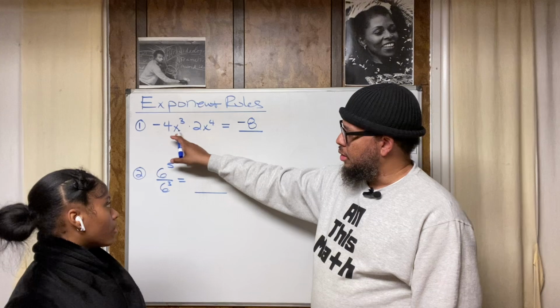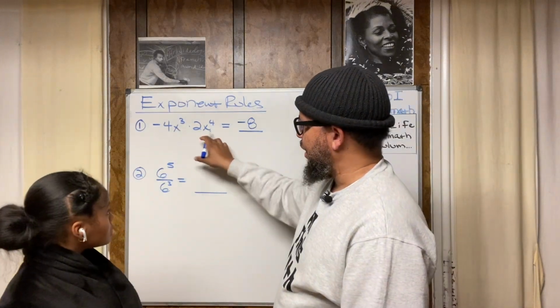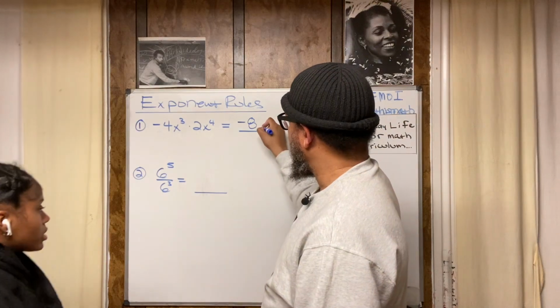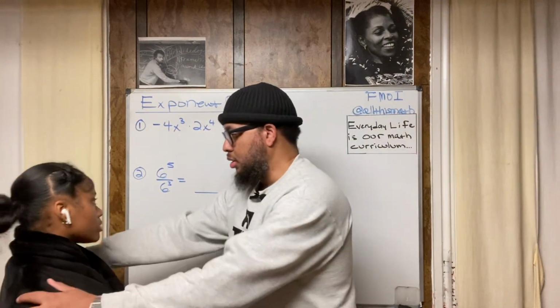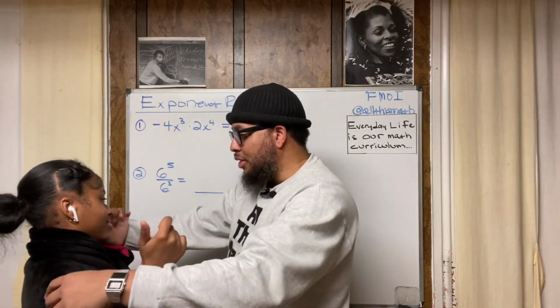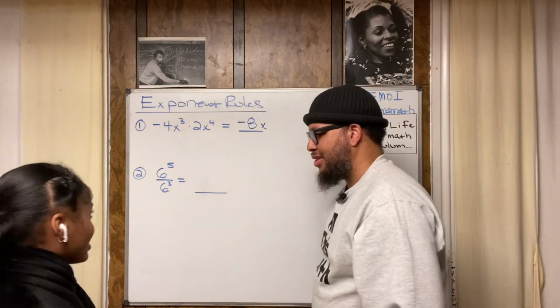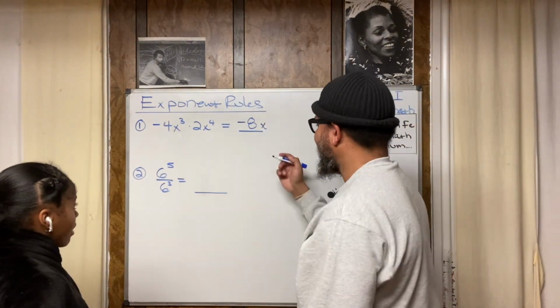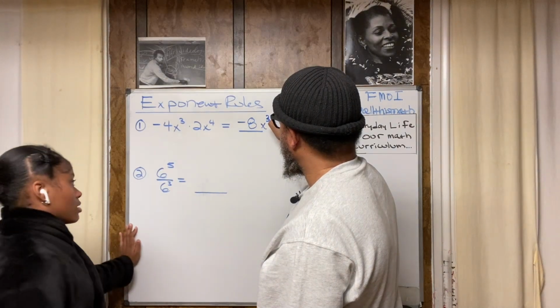Now, x to the third times x to the fourth. You take the base. This x is called a base. You write it one time. And then, when you multiply, listen carefully. When you multiply, you add the exponents. You add the exponents. 3 plus 4.